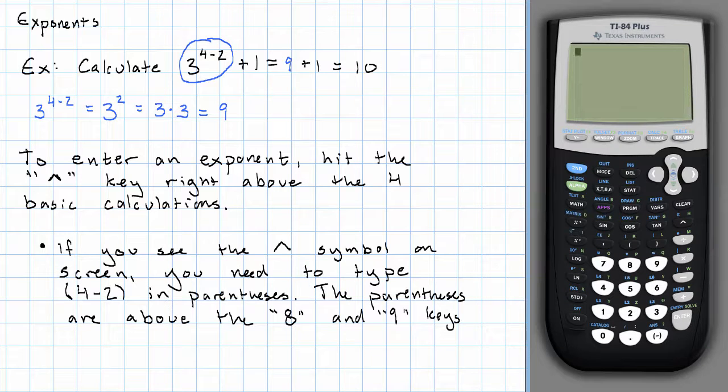If, on the other hand, you have a newer version of the calculator, when you type in 3 and hit the exponent key, now you see that the exponent is actually in a superscript. We can type the 4 minus 2 in the exponent, but now we're stuck in there. To get out of the exponent, hit the right arrow key.